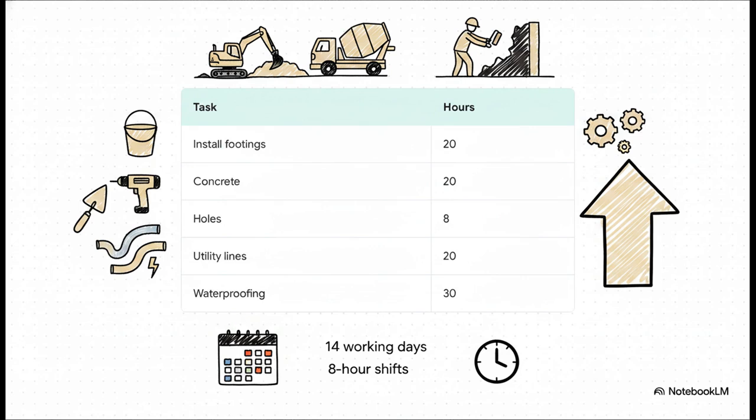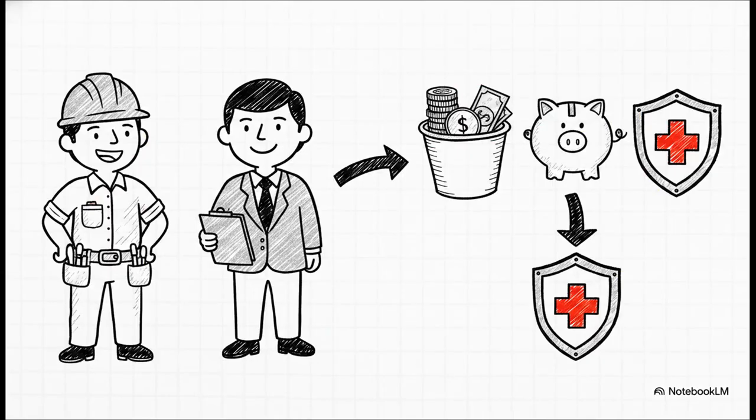The physical tasks, installing footings, pouring concrete, knocking holes for utilities, waterproofing, they all add up to 98 base hours of work. But when we apply that 10% downtime allowance, the total jumps up to 107.8 hours. Because John's crew is working standard 8-hour shifts, this means laying the foundation is actually going to span across 14 working days. So the absolutely crucial point here is that John isn't just paying a simple hourly wage.